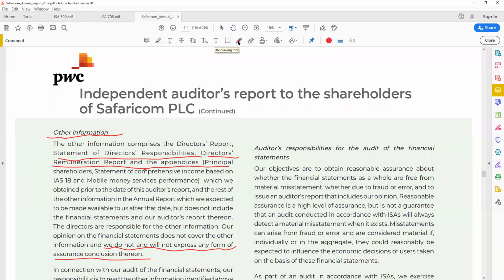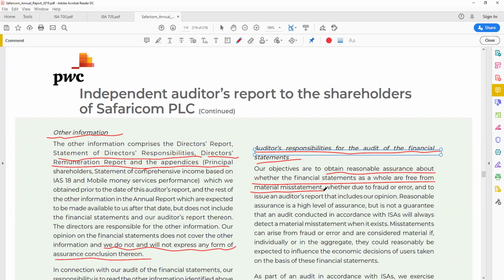So in this case, we have it here. This is the report of PwC to the shareholders of Safaricom. Describe what you did as an auditor. Your objective was to obtain reasonable assurance about whether the financial statements of the company as a whole are free from material misstatement. So you describe what was your key responsibility.